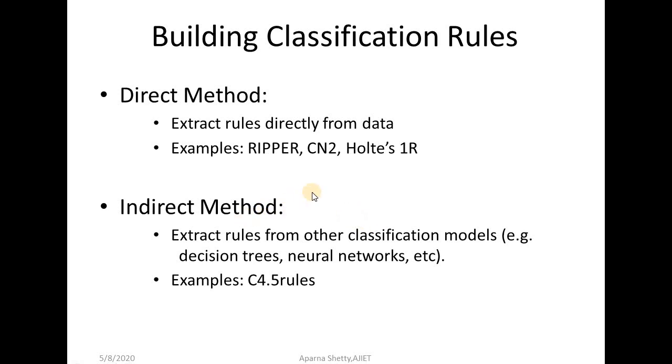Next method is the indirect method. In the indirect method, we will extract the rules from other classification models. So indirectly, we will extract the rules from another classification model. For example, we may extract the rules from decision trees, or we may extract the rules from neural networks. We have already seen how to extract the rules using decision trees. An example of such an indirect method is C4.5 rules.